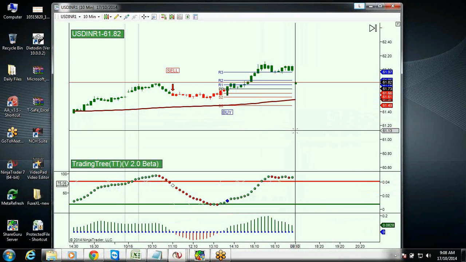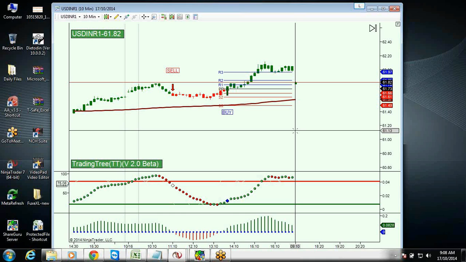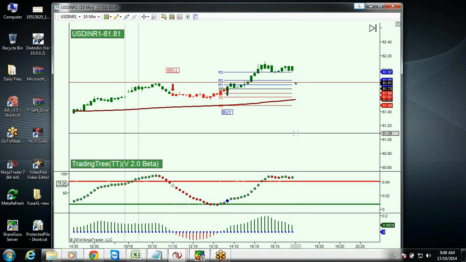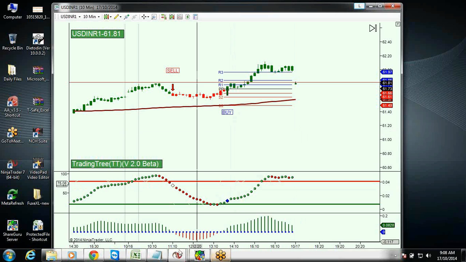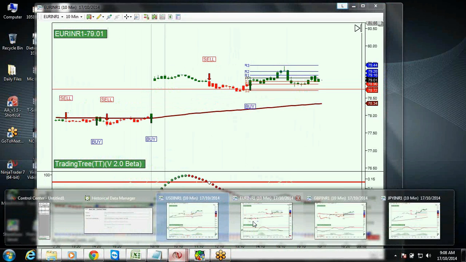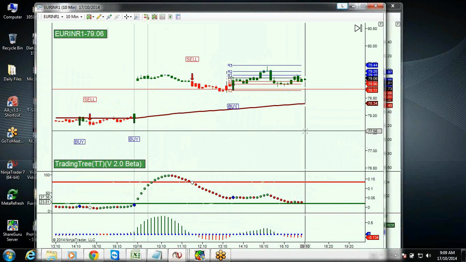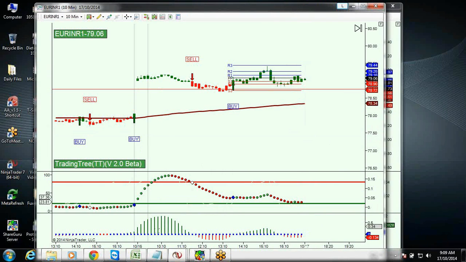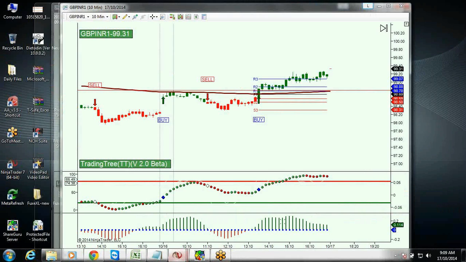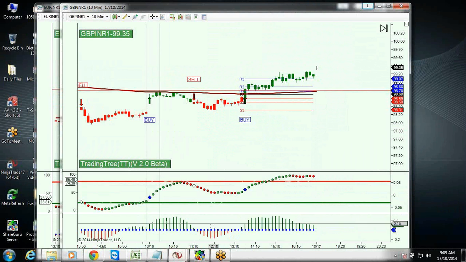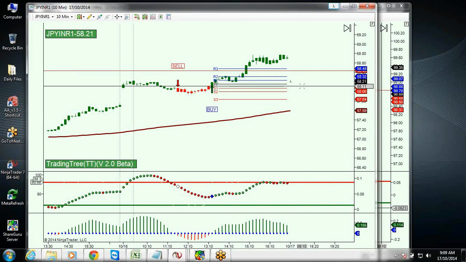So what we are seeing is the TradingTree charts. We have the USD INR a gap down open. So obviously the markets will open in green. This is euro, and that is flat, and the pound is slightly gap up, and the yen is gap down.